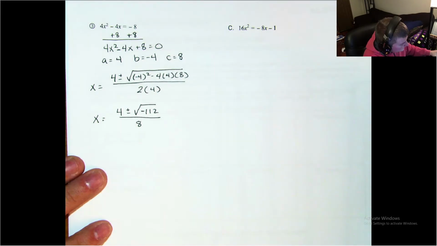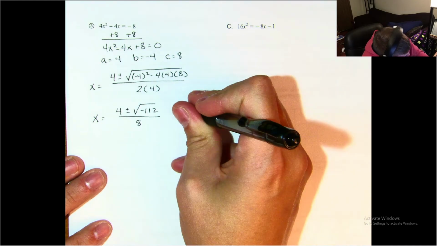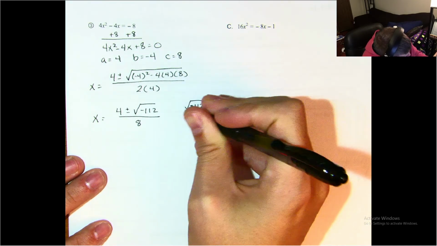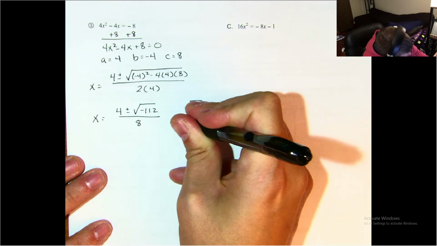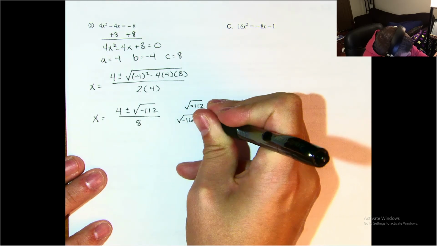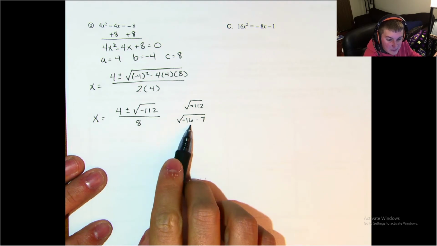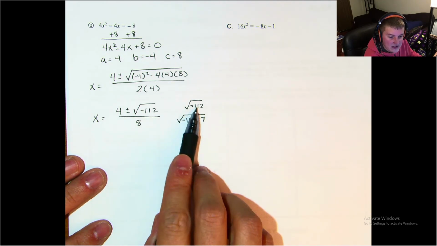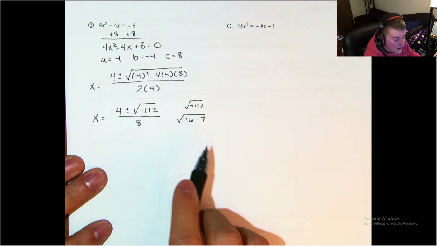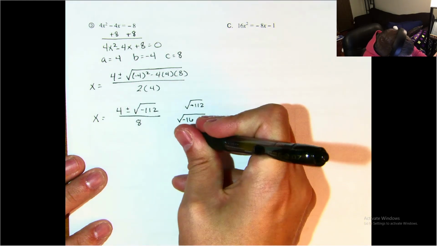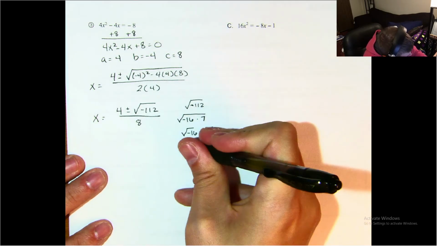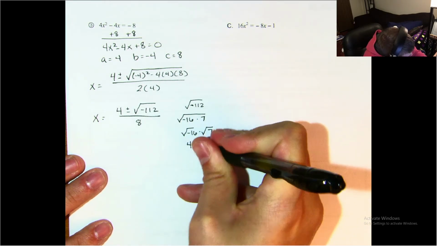So how we're going to simplify this, that's supposed to be a negative sign. This simplifies into the square root of negative 16 times 7. And again, I picked negative 16 because that's the largest perfect square that divides into 112 that I can identify, which means this is the square root of negative 16 times the square root of 7, which means this is 4i times the square root of 7.